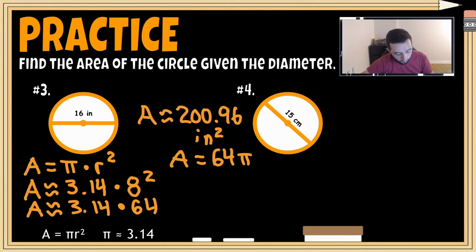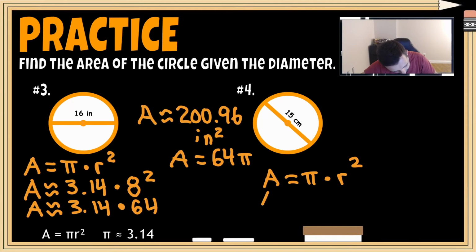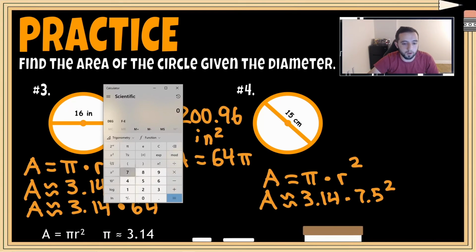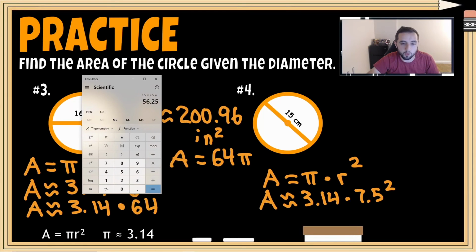Let's move the calculator out of the way. Again, let's jot down our area formula. So we have area equals pi times the radius squared. Okay, let's plug in our values. So our diameter is 15. If we divide that by 2, our radius is going to be 7 and 5/10. So we have area is approximately 3.14 times our radius, which is 7.5 squared, right? Again, exponents first. So let's whip out our calculator here where we have 7.5 times 7.5. And we end up getting 56 and 25 hundredths.